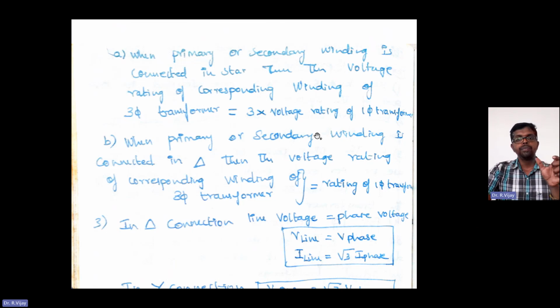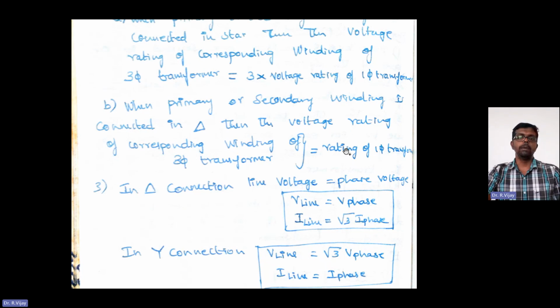Next point is that when the primary or secondary winding is connected in delta, then the voltage rating of the corresponding winding of the three-phase transformer is equal to the rating of the single-phase transformer. So this also you need to remember. When the winding is delta connected, the voltage rating of the corresponding winding of the three-phase transformer is nothing but the rating of the single-phase transformer.